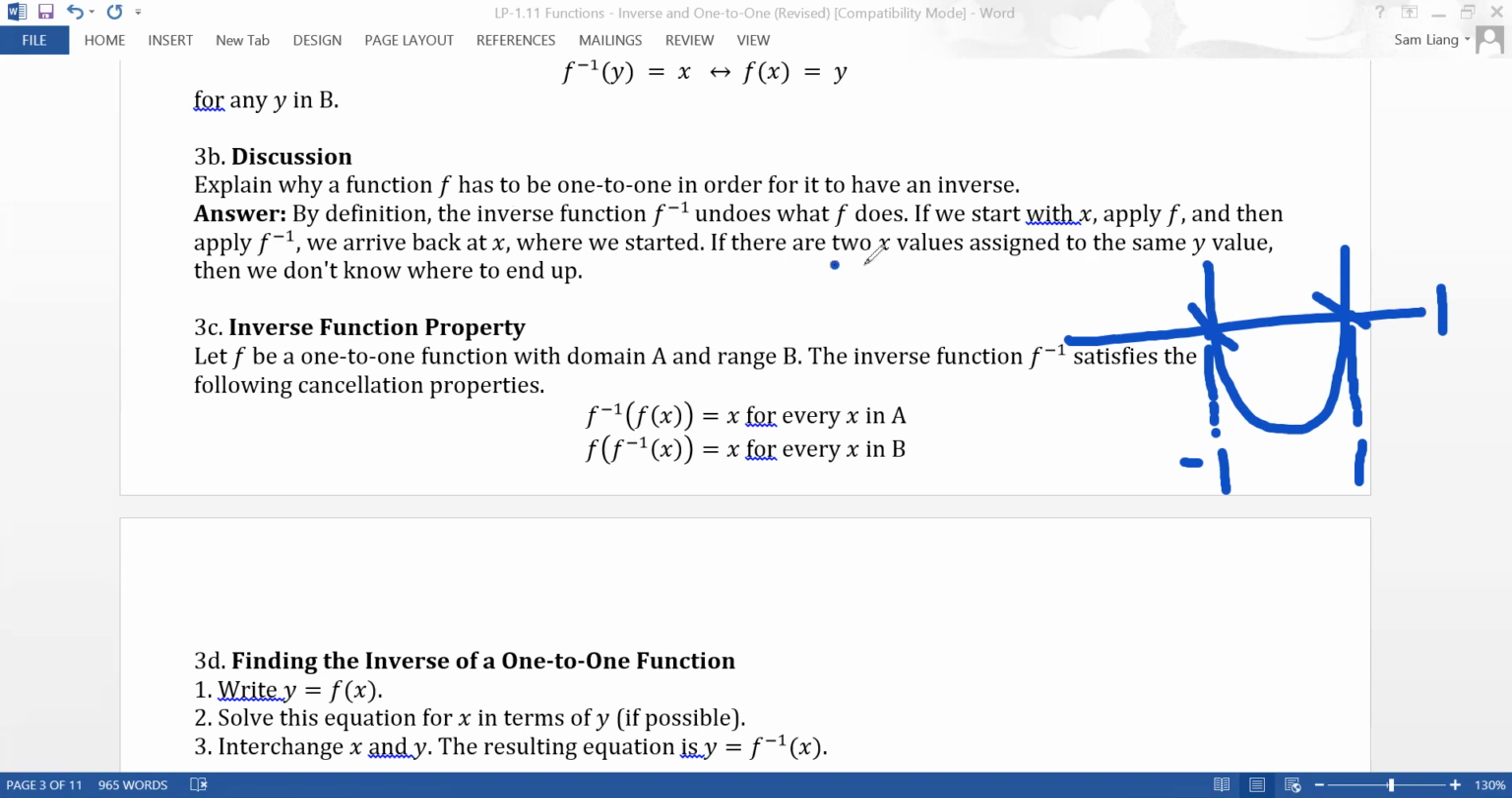Because if there are two x values assigned to the same y value, as you see in this example, then we don't know where to end up, right? Because if they both get mapped to 1, and we evaluate f inverse at 1, then it has to provide two answers, which is not okay. At least if we're considering f inverse to be a function, which we do want.